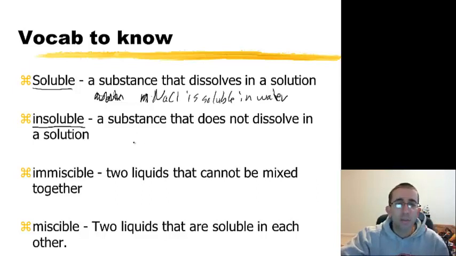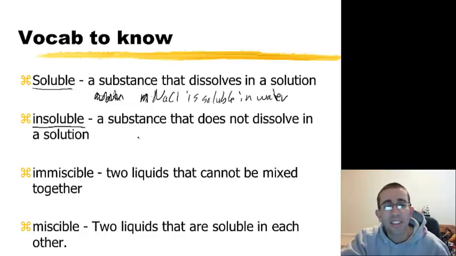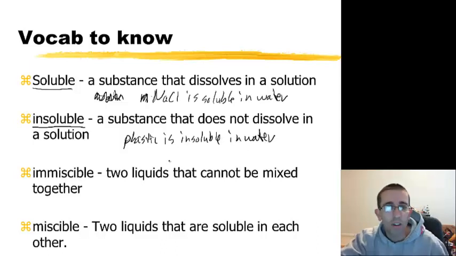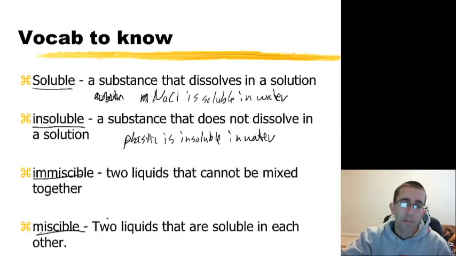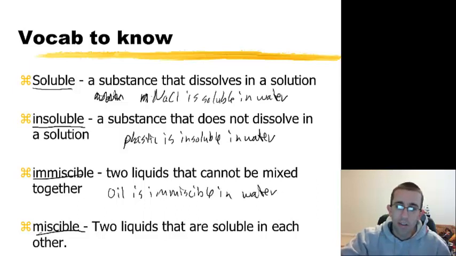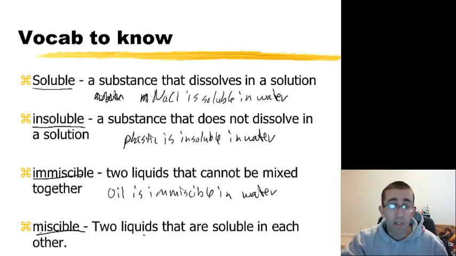Insoluble is a substance that, usually referring to solid substances, will not dissolve in water. For instance, plastic is insoluble in water, meaning it will not dissolve. Now the terms immiscible and miscible are usually used for two liquids. Immiscible is pretty easy. What two liquids don't mix? Well, oil is immiscible in water. If you put oil in water, they won't mix.